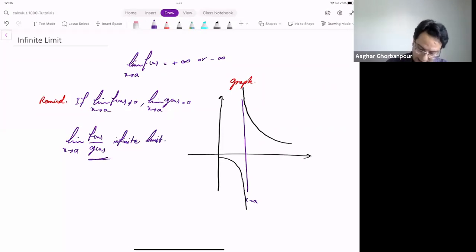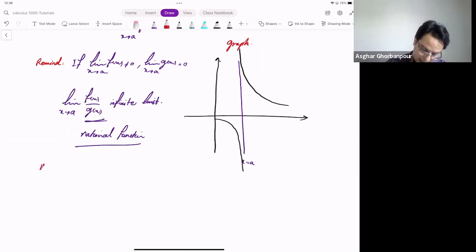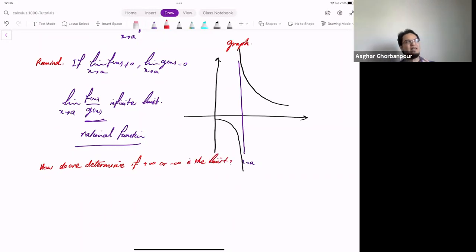Particularly, this is the rational function. We could have crazy functions that will give us a headache, but in the case of rational functions, this is definitely the good case that we will see here and there. But how do we determine if the limit is plus infinity or negative infinity? This is basically finding out the sign of the values.